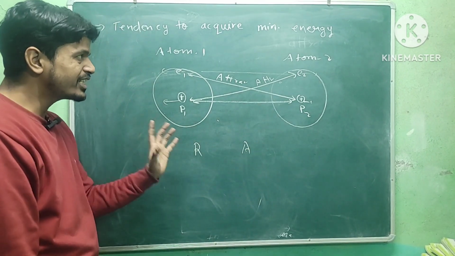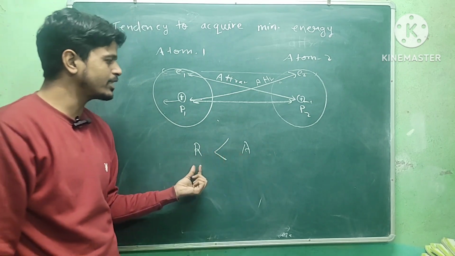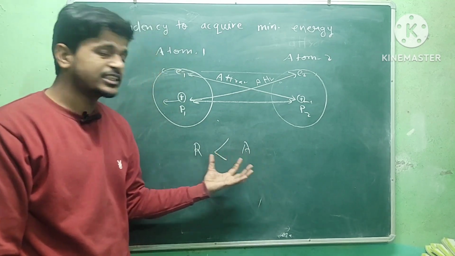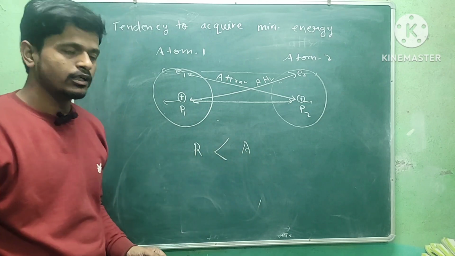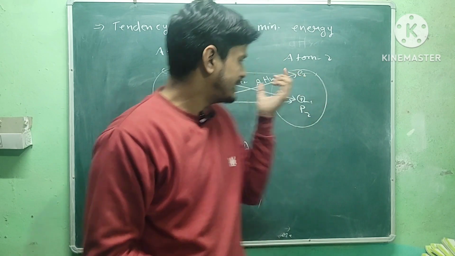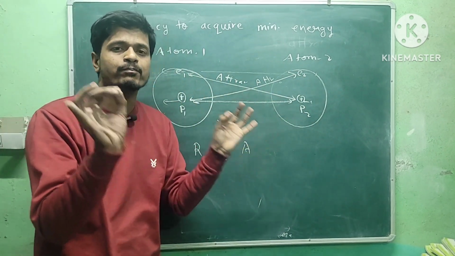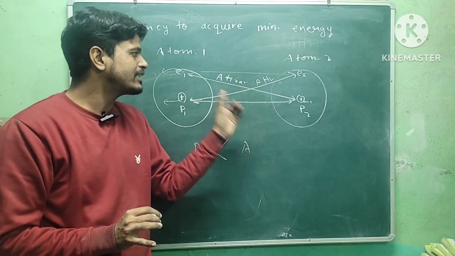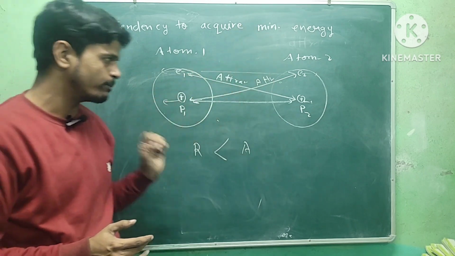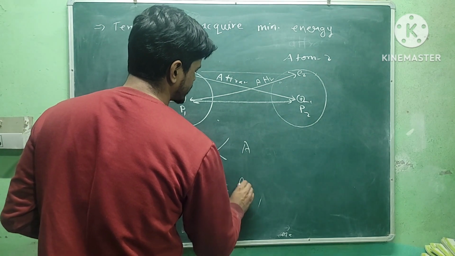In case of bond formation, attraction is greater than repulsion. And up to which extent is attraction greater than repulsion? When atoms come closer, during that process, atoms will achieve a state of minimum potential energy, and it is that state where the atom is most stable, in its most stable form. And in that case, repulsion will become equal to attraction.